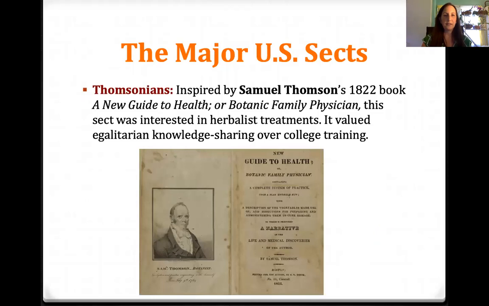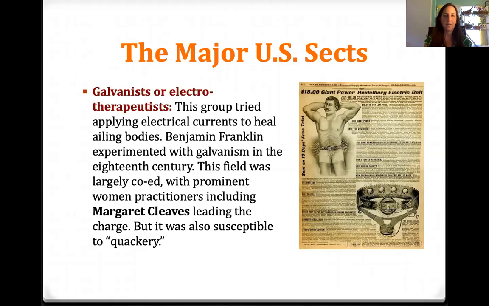Another major US sect was the Thomsonians, inspired by Samuel Thomson's 1822 book, A New Guide to Health, or Botanic Family Physician. This sect was interested in herbalist treatments, and it valued egalitarian knowledge sharing over college training. We're going to study a primary source from this in a moment. And the Galvanists, or electrotherapeutists, tried to apply electrical currents to heal ailing bodies. Benjamin Franklin experimented with galvanism.